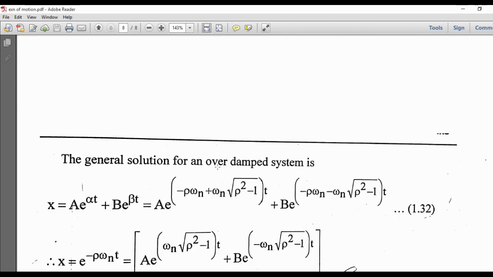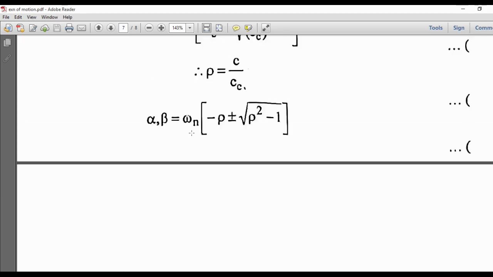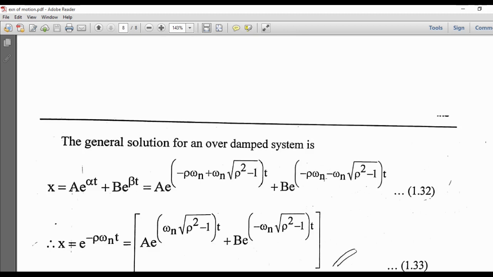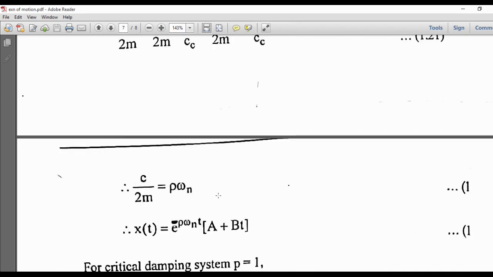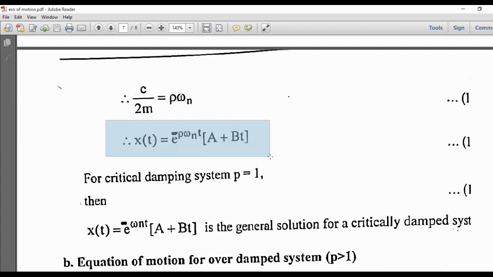So the general solution for an overdamped system is, like I said, when you have two terms, a e power alpha t plus b e power beta t. So I'll substitute alpha and beta here. Alpha is omega n into minus p plus root of p square minus 1, and beta is omega n into minus p minus root of p square minus 1, which is what we have here. So this is the general solution for an overdamped system, and this is the solution for a critically damped system. For the underdamped system, we'll be discussing that.